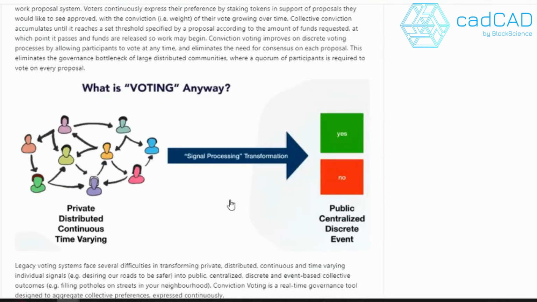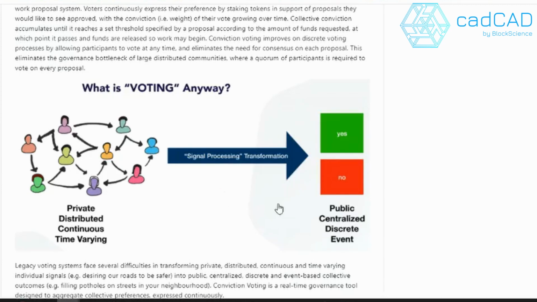So a little bit of interesting background on voting. It's quite a difficult problem because what we're trying to do is take private, distributed, continuous, and time-varying signals from a community and turn them into public, centralized, discrete events, as in yes, we will do this, or no, we won't. So this is ultimately a signal processing transformation.